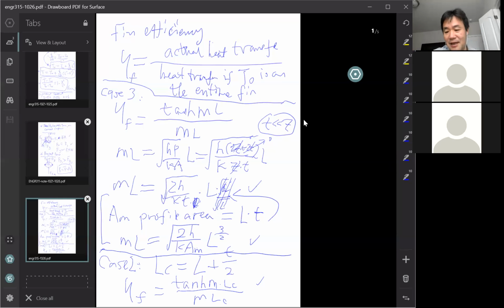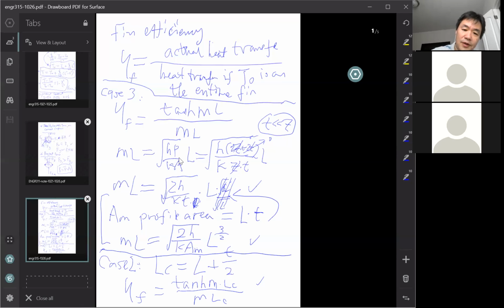Length is the length of the thing. Thickness and the length are what you use to define the profile area, the frontal area of the thing, and the depth is Z. So, length, depth, and thickness.